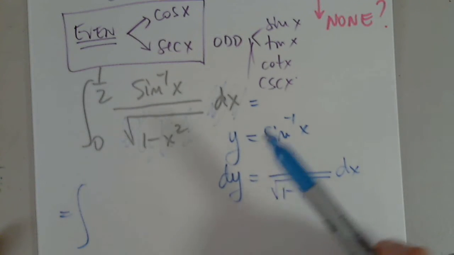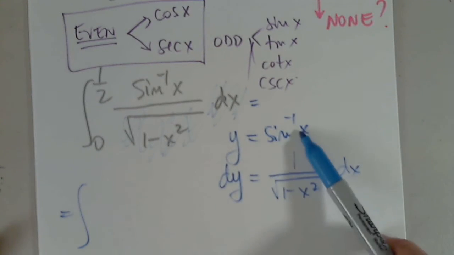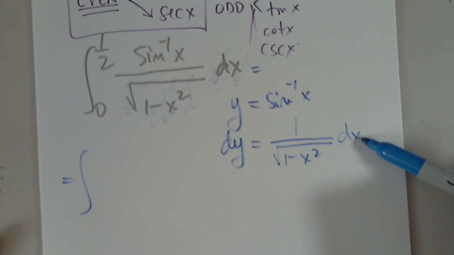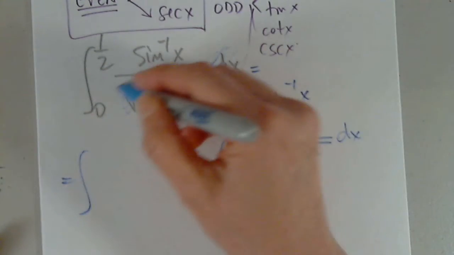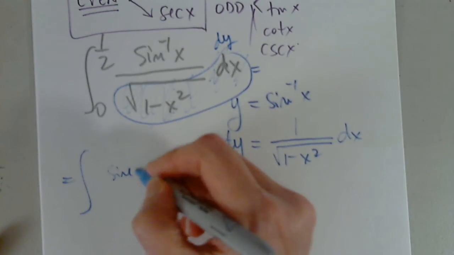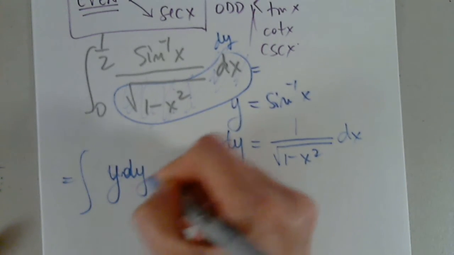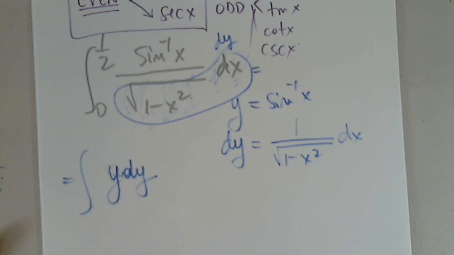So if I denote by y sine inverse, the derivative of sine inverse is 1 over the square root of 1 minus x squared dx, and all this is dy. So then I have, I didn't mean to write sine, I meant to write y dy. Okay, but now I have to be careful because I need to find the limits of integration.